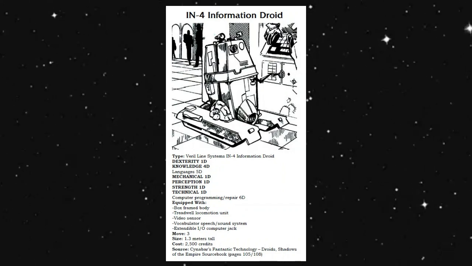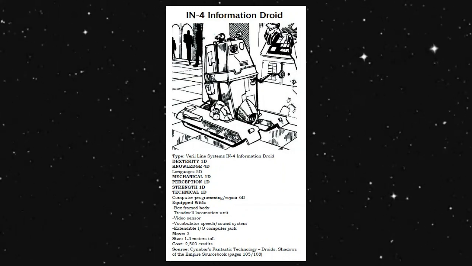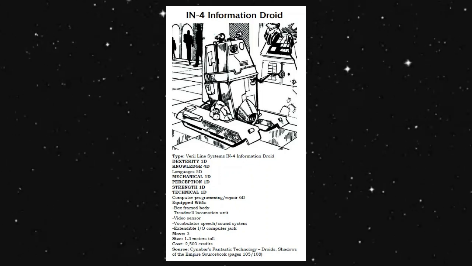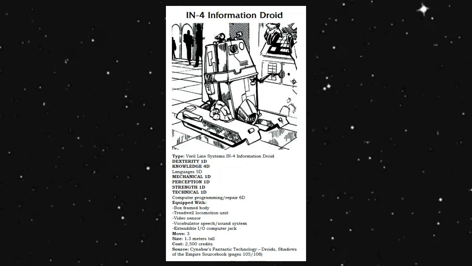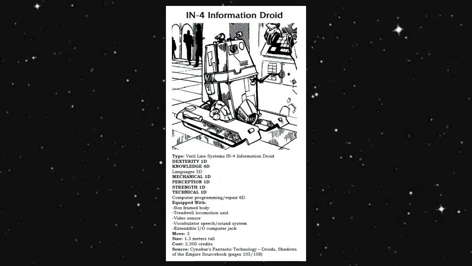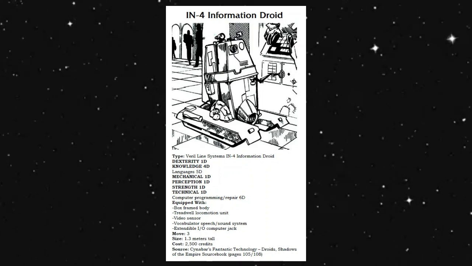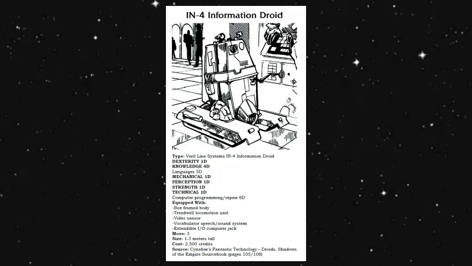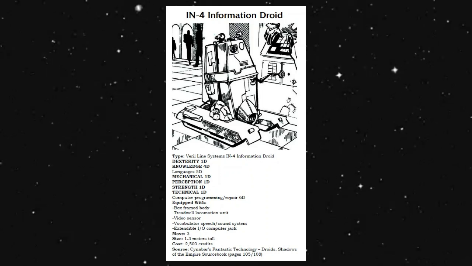It is a size of 1.3 meters tall, so a little shorter than our standard humanoid, but not too short as far as that goes. Keep in mind, our standard astromech droid is 1 meter. A standard humanoid is roughly about 1.6 meters. Let's see. We do have a cost of about 2,500 credits, and this comes from, again, Xenobar's Fantastic Technology Droids, Shadows of the Empire sourcebook, pages 105 and 108.